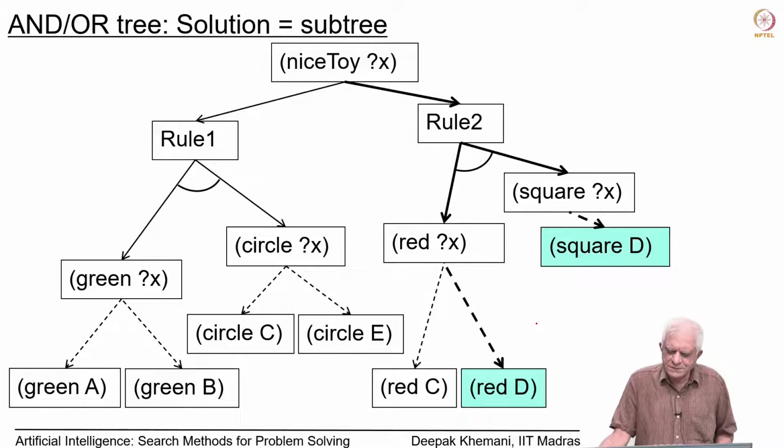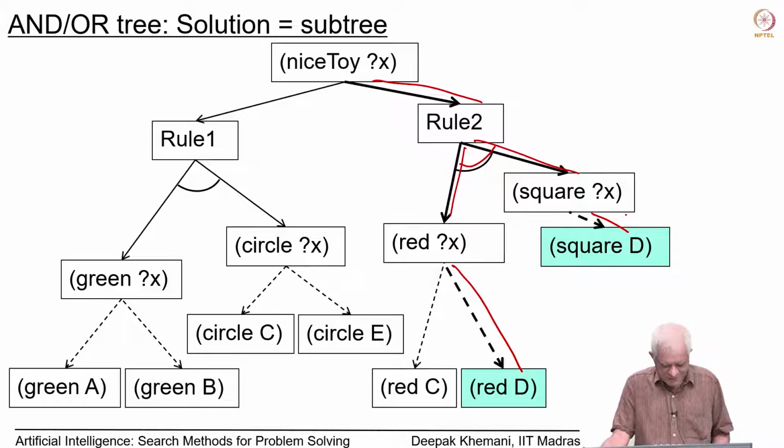So, if you remember, the solution of an AND tree is a subtree, and the subtree is shown here highlighted with thicker arrows. The rule 2 is the one which works. It has an AND node, so you have to solve both of them, and red x works with red d and square x also works with square d. So, this subtree is the solution to the goal tree essentially.